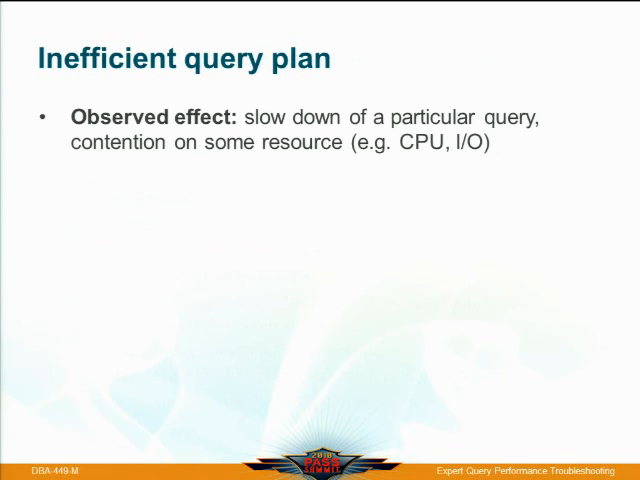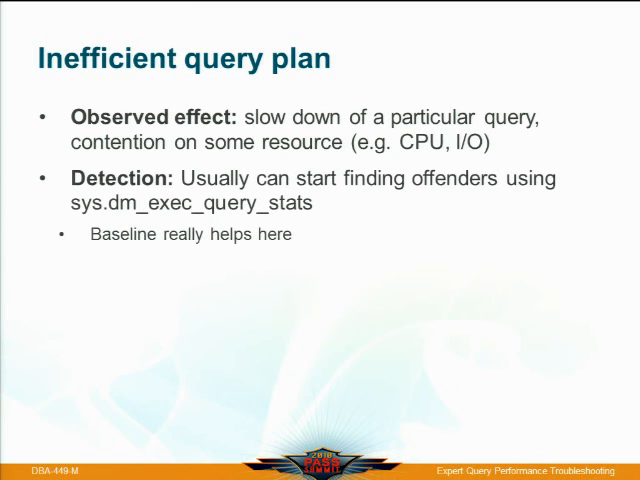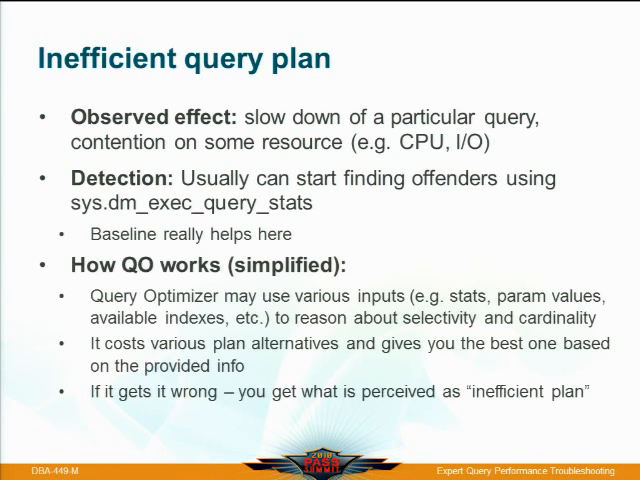Inefficient query plan is actually a misnomer, and it's really a slowing down of a particular query. And you're usually seeing contention of some resource, CPU or I/O, for example. Now, you can usually start looking for offenders, something that's abusing the resource, using the sys.dm_exec_query_stats DMV. And if you have a baseline, if you know what has changed, that's relatively easy to find. How many people take baselines of their systems using DMV exec query stats? Well, this is a pretty advanced crowd. Good. This is probably half or more. The rest of you should.